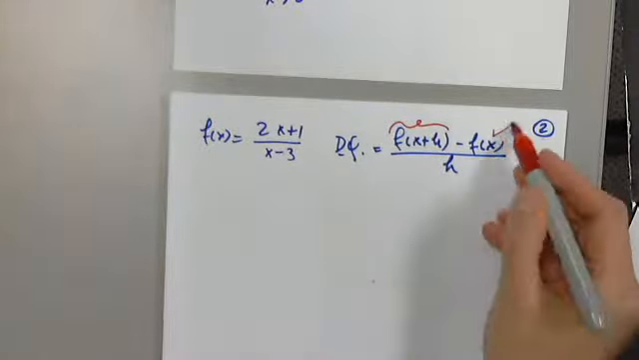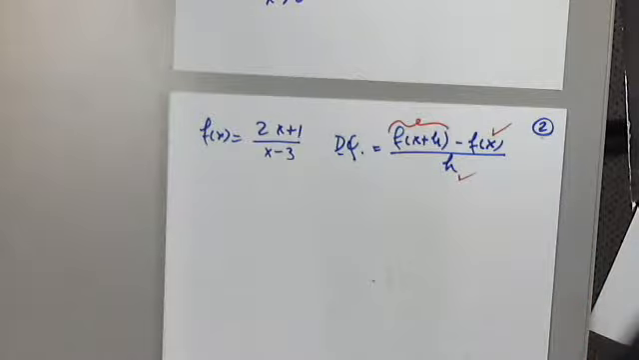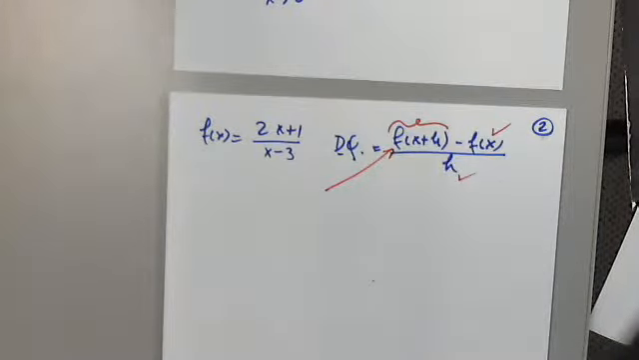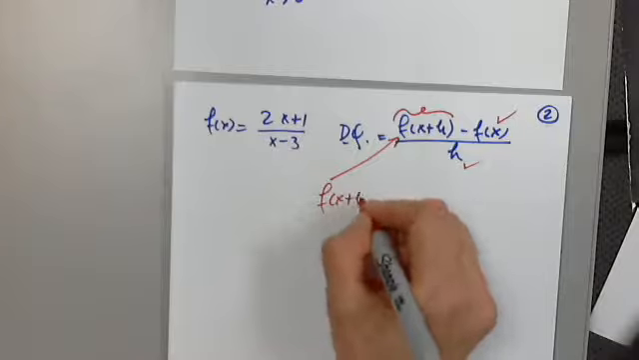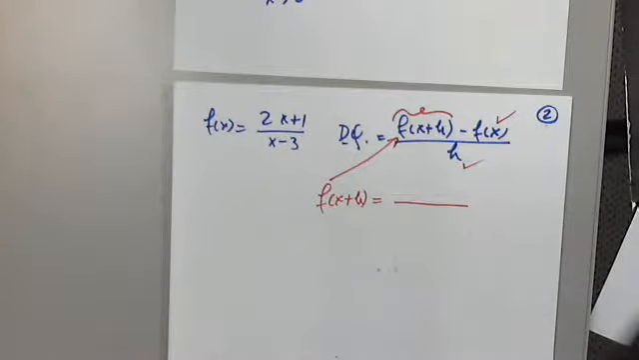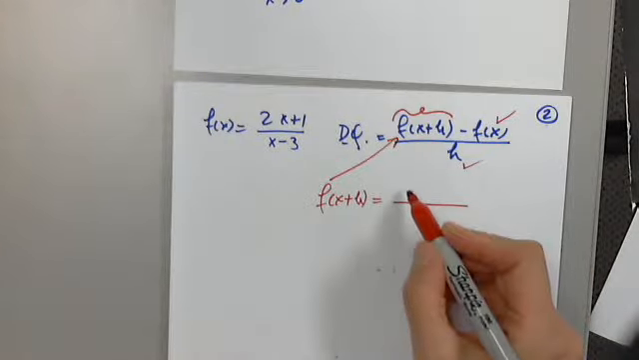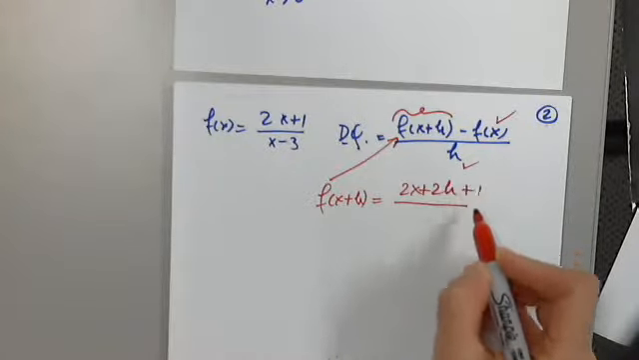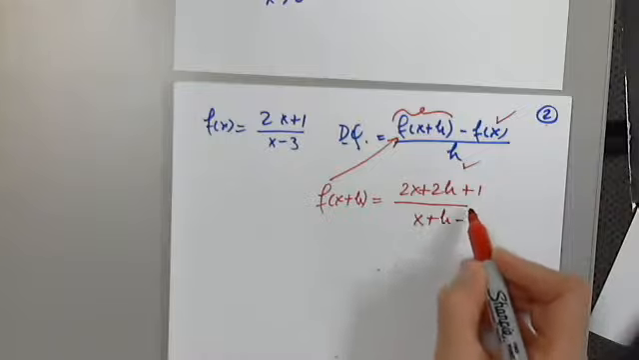This is very clear. It's the function. This is very clear. I can't do anything to a little h. Nothing. So if you want, we can start by determining f of x plus h first. So can anyone dictate f of x plus h already simplified so we can save some time? 2x plus 2h plus 1 over x plus h minus 3.